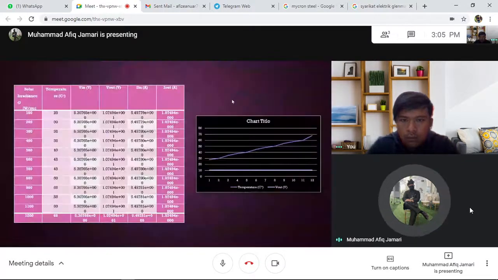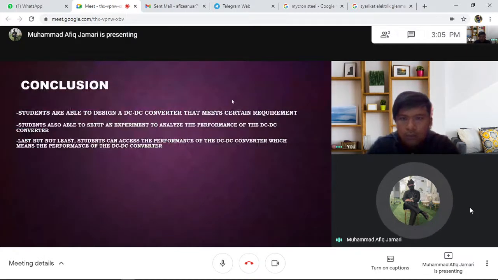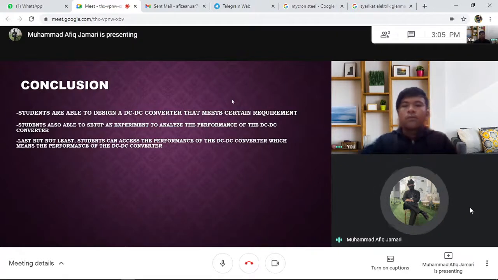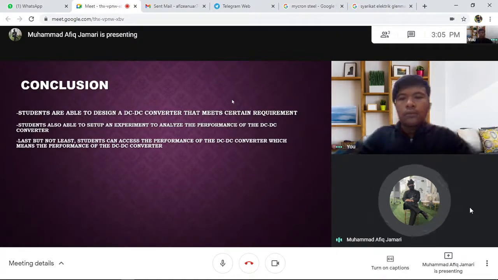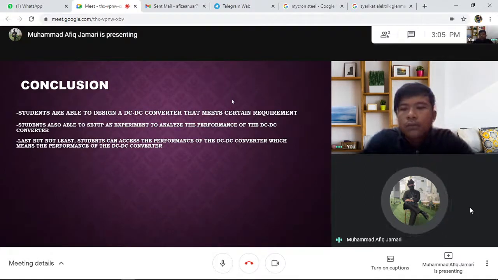So back to the slides. Lastly, the conclusion. As we know, the conclusion states that students are able to design a DC-DC converter that meets certain requirements, as it was given and tasked to all of the students undergoing this PBL session. Other than that, the students are also able to set up an experiment to analyze the performance of the DC-DC converter. And last but not least, the students can assess the performance of the DC-DC converter.